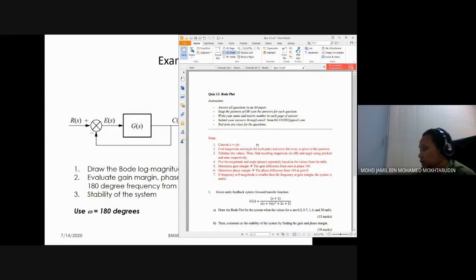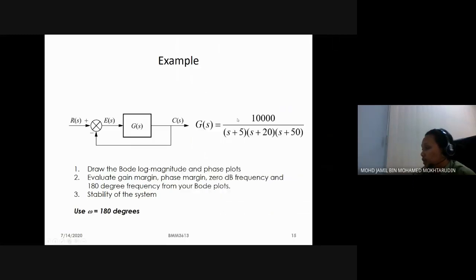The first step is you need to convert every s to j omega. For example, in this transfer function, each s becomes j omega. So we can write this in terms of j omega.